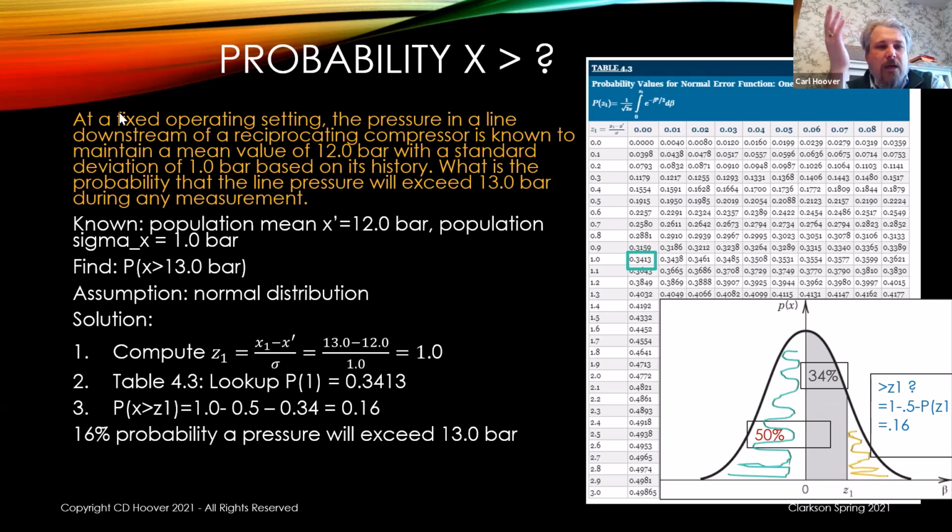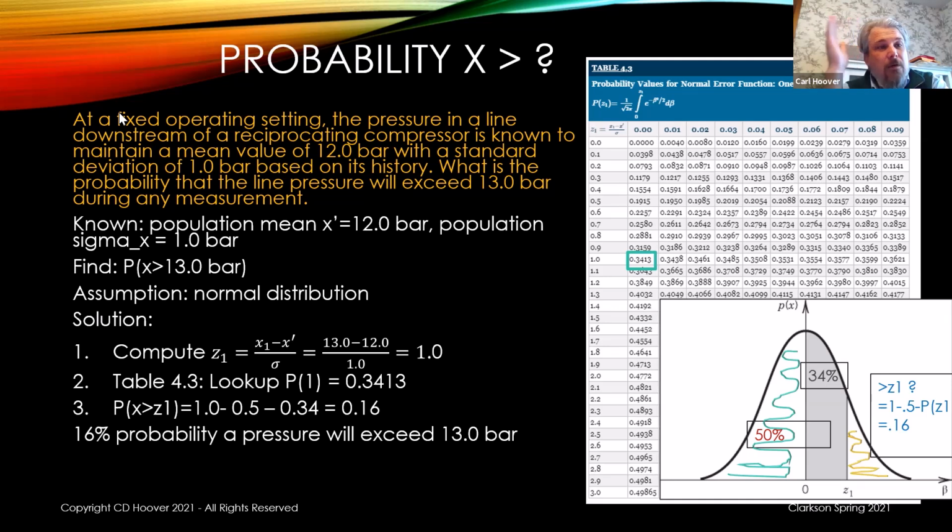So in this case, we have a known mean X prime of 12 and sigma of 1. And so 13, the value of X that we're interested in, minus 12 over 1 is a Z of 1. So we use our table 4.3, and we see when we look up a Z value of 1.0 that the probability is 0.3413. So we're not done there, because the question was about having a measurement outside or greater than 13.